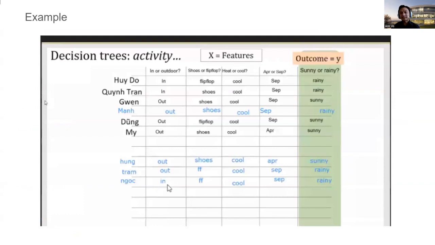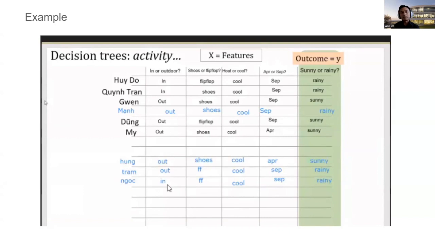The example is going to look something like this. On the left, you're going to have people's names, and here are 4 different questions that are slightly different from ours. Here we have indoor or outdoor, shoe or flip-flop, are you a heat or a cool person, do you like April or September, and the question's outcome was sunny or rainy, so you would just change it a little bit. But the same idea.